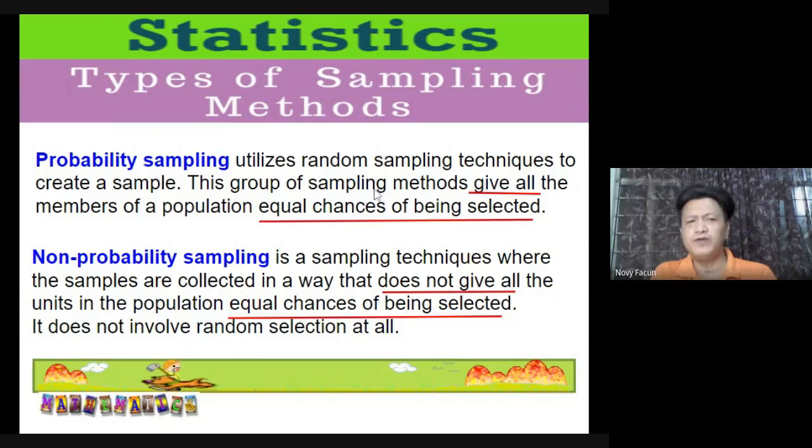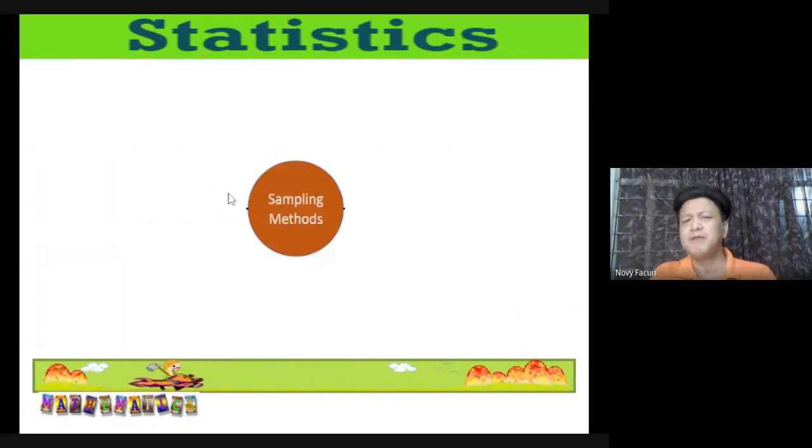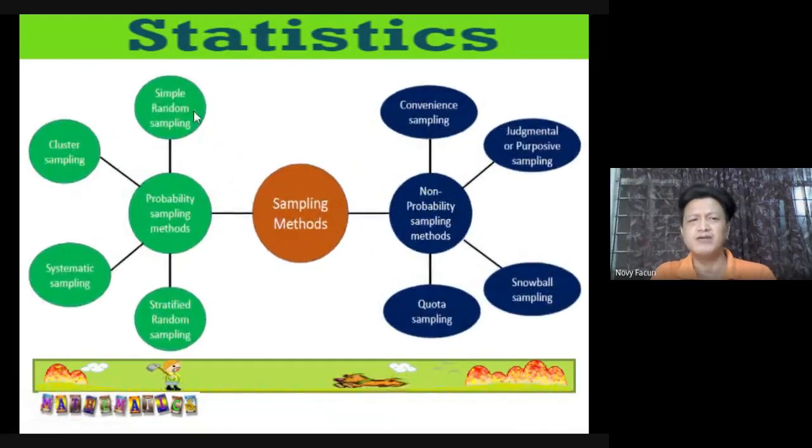Okay, so first, we are going to discuss, ano nga ba yung apat na probability sampling? Okay, so meron tayong simple random, cluster, systematic, and stratified. Dito naman sa non-probability sampling, we have the convenience, judgmental, or we call that purposive sampling. We also have the snowball and quota sampling. So first, discuss muna natin yung 4 probability sampling.